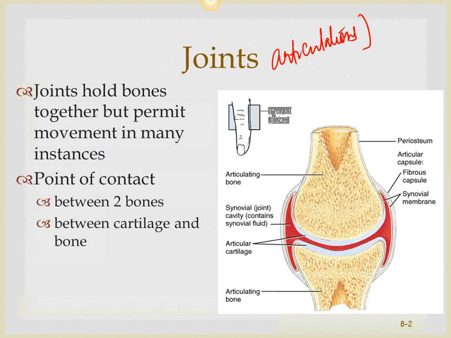And you will find that in many joints movement is allowed, in some of them no movement is allowed, and then we call them immovable joints. So the point of contact is usually between two bones, but sometimes you will find that there could be cartilage and bone. So the articulation could be between cartilage and bone, and one example is like the wrist joint. So when we look at that, I'll show it to you.